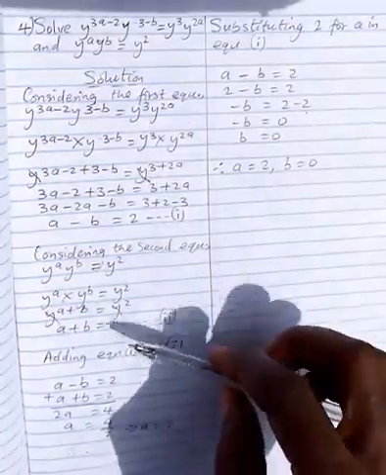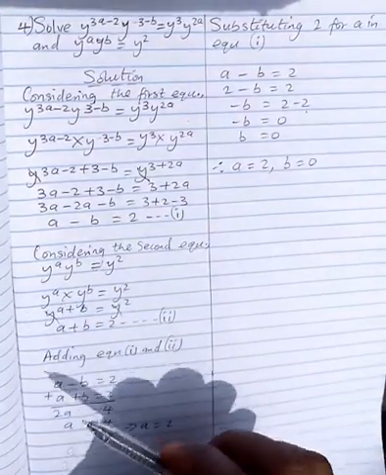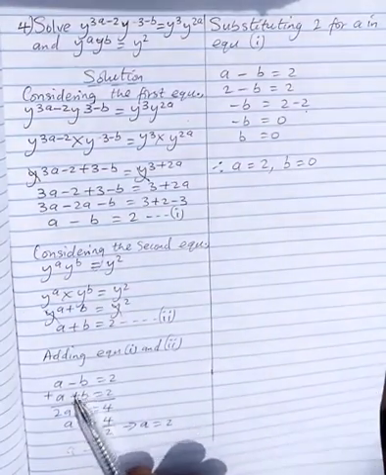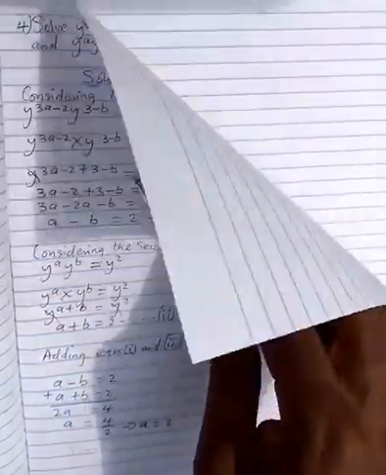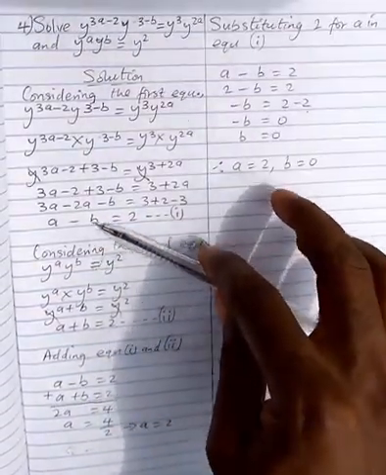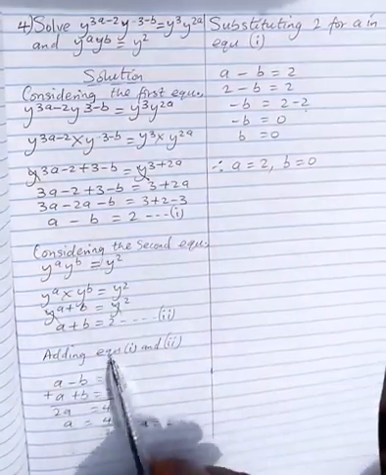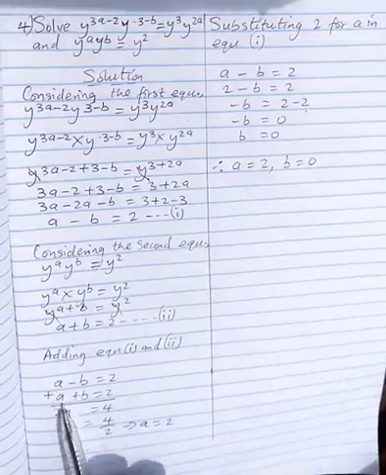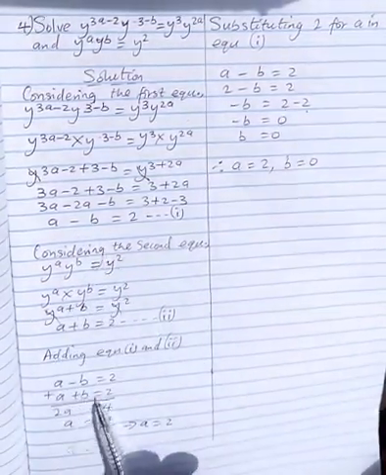Do I subtract or add? What will determine whether to subtract or add is what I want to eliminate. Now, in this case, I want to eliminate b. So since I am eliminating b, let me check the b. The first b here is having minus, the second b here is having plus. So since the signs are different, I have to add. Now I have a minus b equals 2. That's the first equation. a plus b equals 2, second equation.